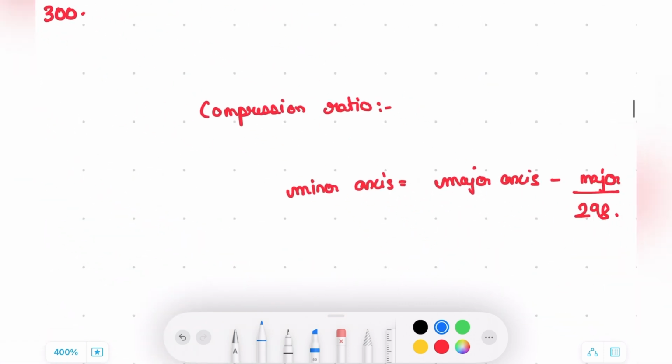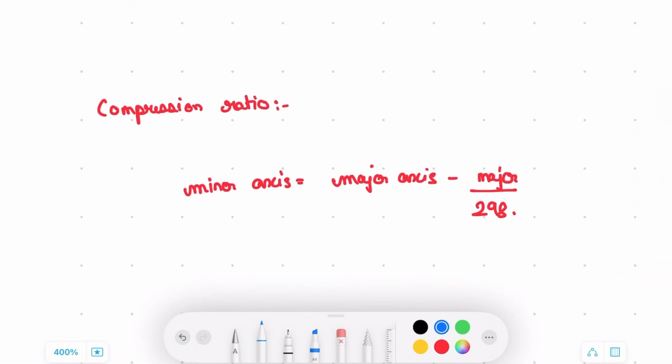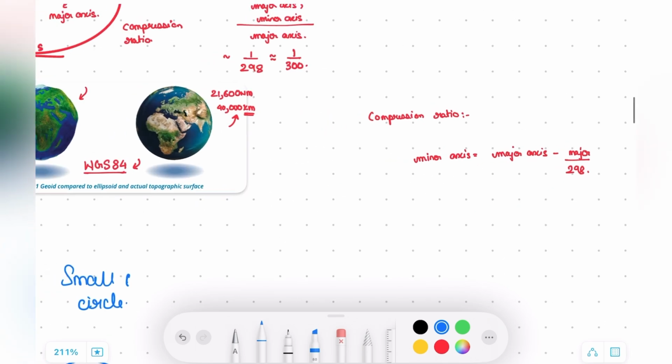A different way of understanding this is that the minor axis is equal to the major axis minus 1/300 parts of the major axis, right? So if the major axis were to be 300 units, the minor axis would be 299 units, right? That's what we say. Fine.